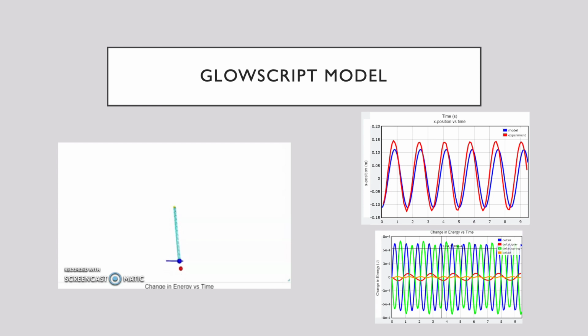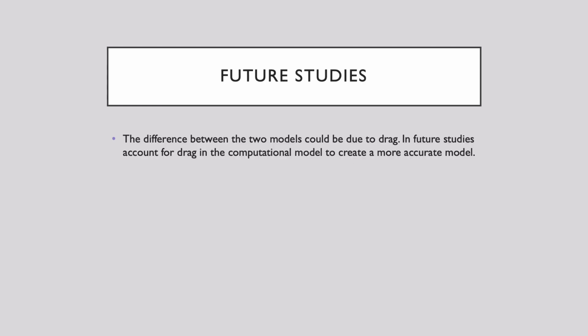So here's the GlowScript model, and you can see the red is the observed and the blue is the GlowScript. You can see a discrepancy here, which is likely due to drag not being accounted for, and you can see the energy graph right here on the bottom. For future studies, I would account for drag in the computational model to make a more accurate model, and this would probably get rid of that discrepancy that you saw in the last slide.